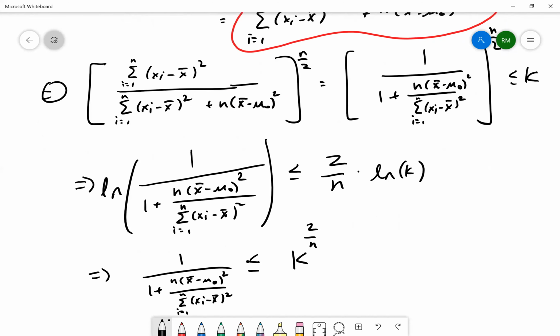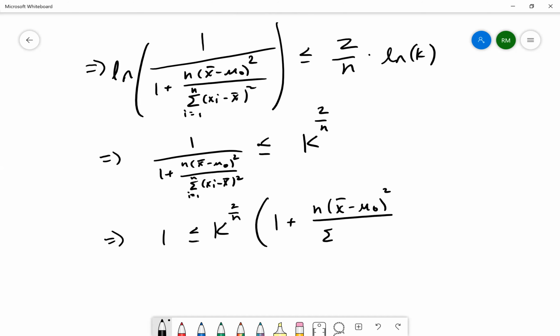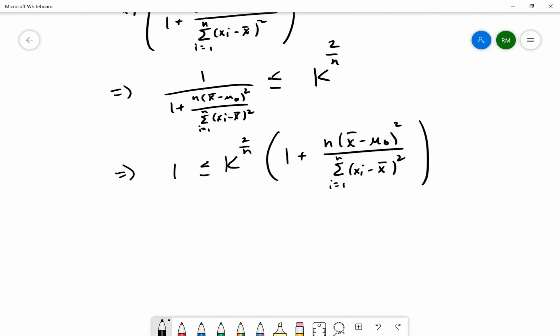All right, so multiply through both sides, clear the denominator. This tells us that 1 is less than or equal to k to the 2 over n times this expression. And then we divide both sides by k, subtract 1.